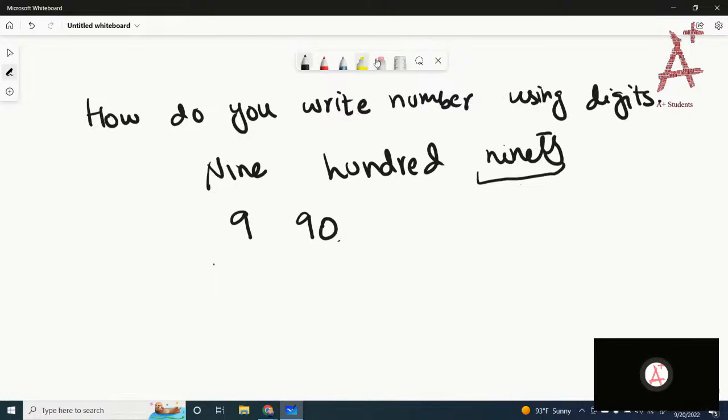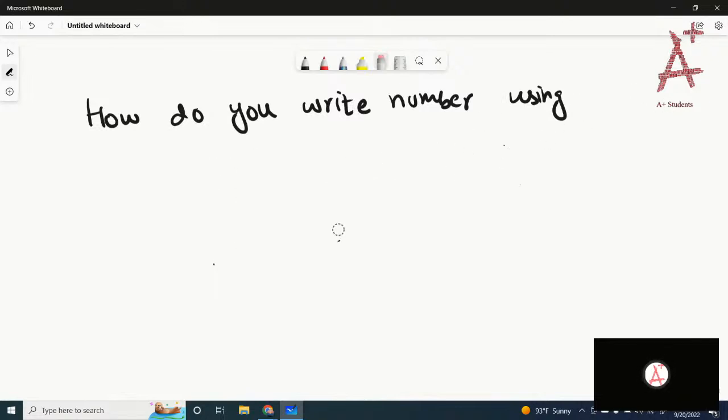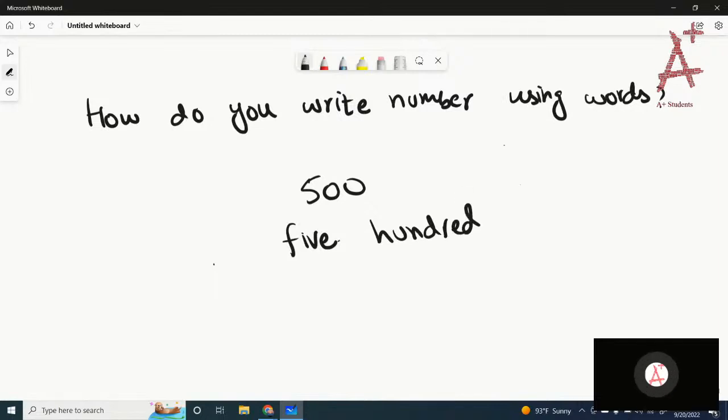How do you write the number using words? Okay, we have the next one. We have to write it using words. That means you are given the digits, you have to write it in words. Okay, 500. So 5 and 100. We don't have any digit at the tens place and at the ones place. So just write 500. You are given two options. Select the correct option and then click on the OK button.